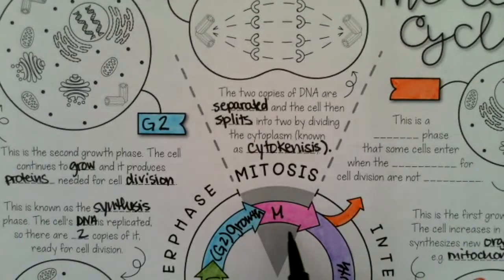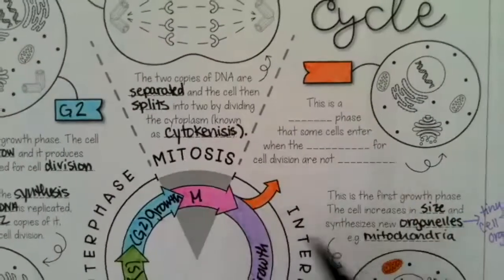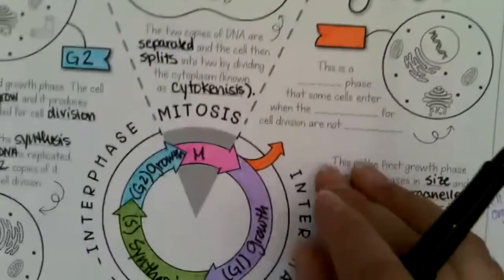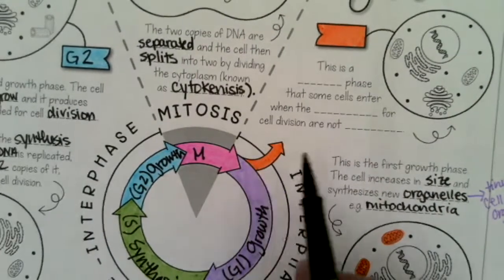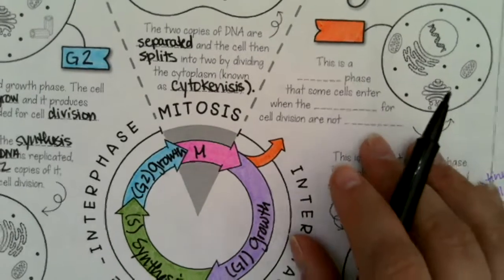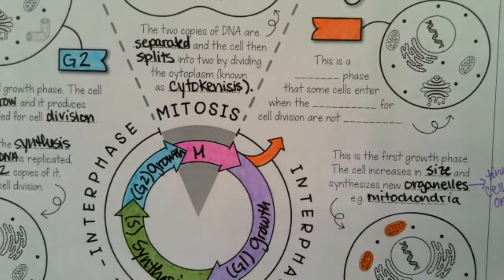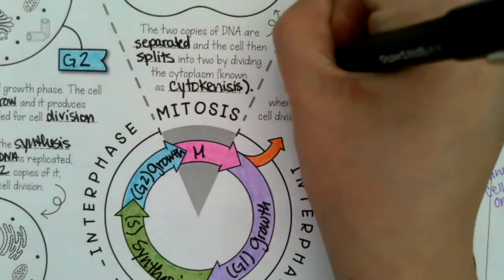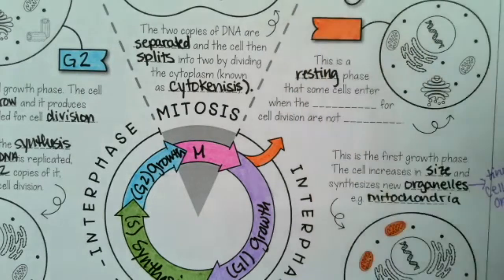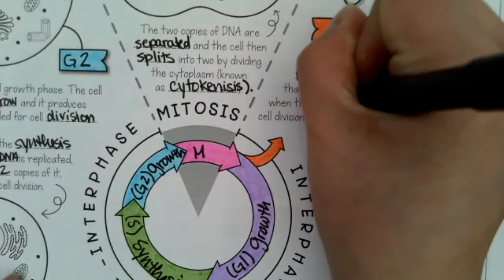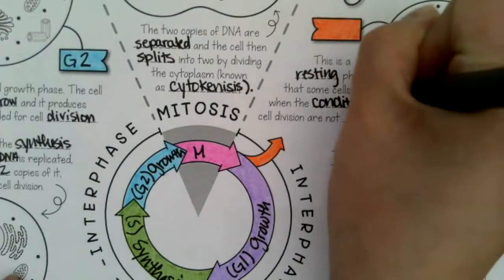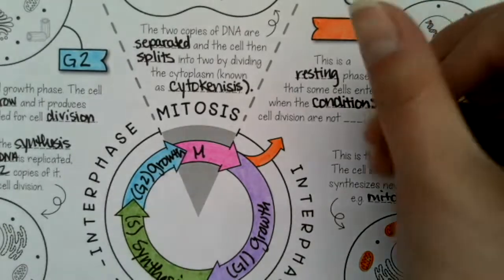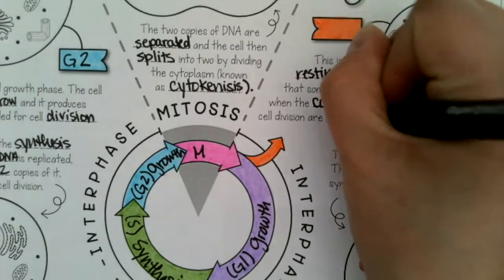Alrighty. So now that we've taken care of the M phase here, we need to go on to this last and final phase. Now, this last and final phase, if you guys are paying attention to this arrow, well, it kind of diverges from the rest of the cycle. And that's because this is going to be a phase that is somewhat optional, okay? It doesn't always happen. So this is what we are going to call a resting phase, okay? A resting phase. So some of these cells are going to enter this resting phase when the conditions for cell division are not favorable.